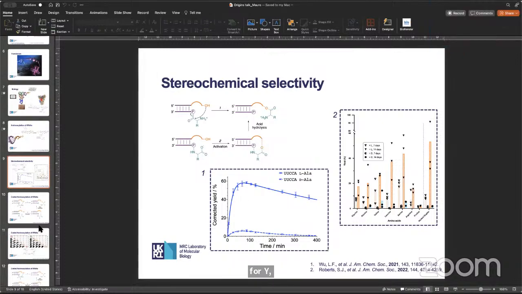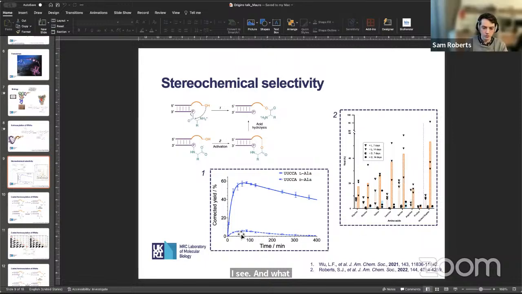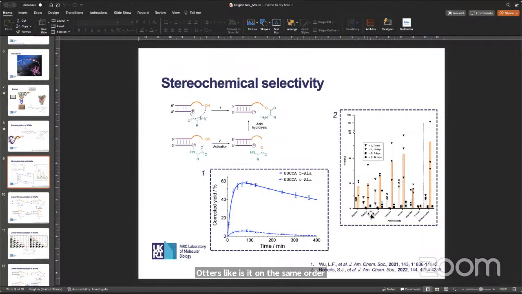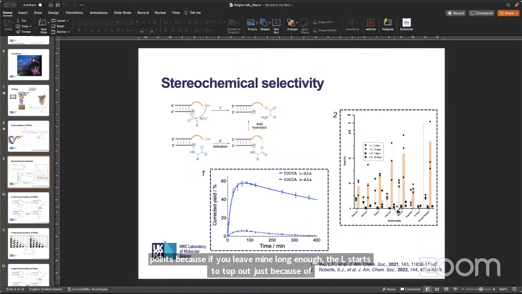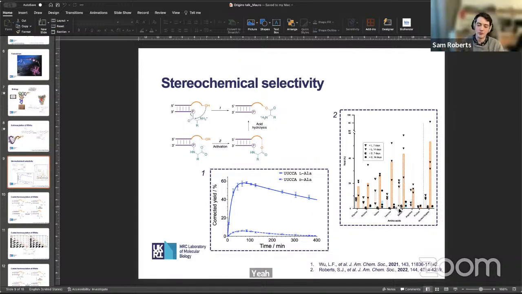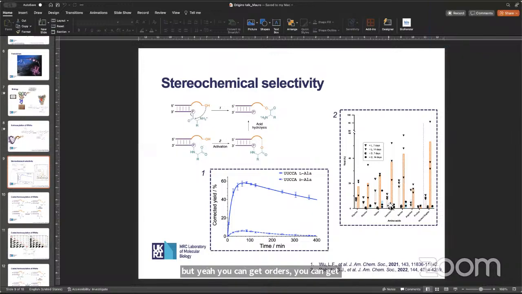I see. And what is the stereoselectivity for the others? Is it on the same order? Yeah. The selectivity in Longfei's is like an order of magnitude. Mine varies from case to case, and also with time points, because if you leave mine long enough, the L starts to top out because there's not that much amino acid, and then the D does start to very slowly tick over. So it depends what time point you take, but you can get an order of magnitude, I'd say. Right, so there is a semi-universal relationship.